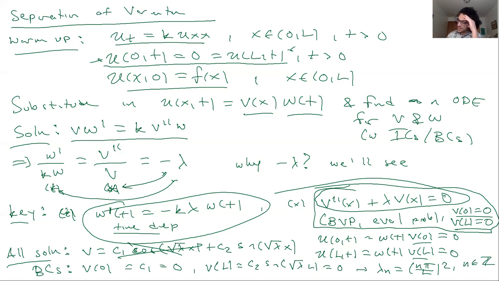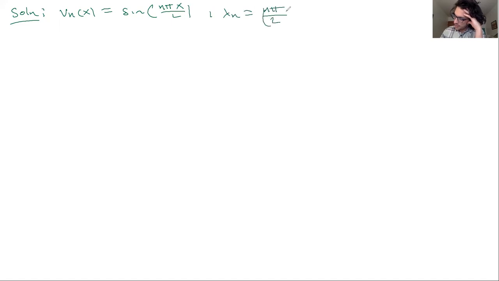So what we have at the end of the day is that our solutions are of the form Vn of x equals sine of n pi x over L, and lambda n equals n pi over L quantity squared, for n in the natural numbers. So 1, 2, 3, 4, 5, and so on.